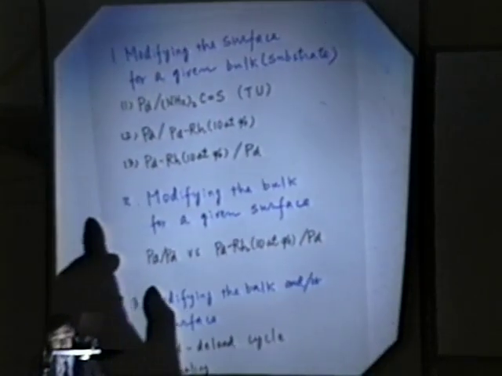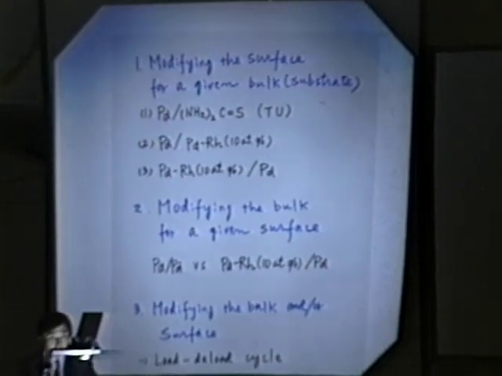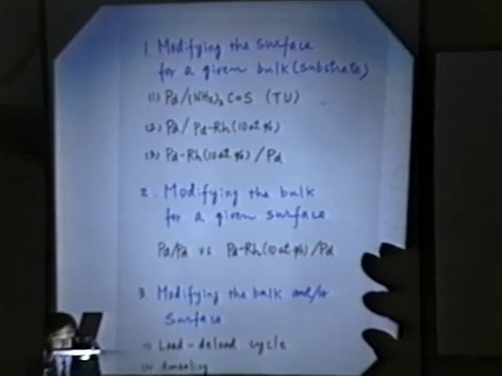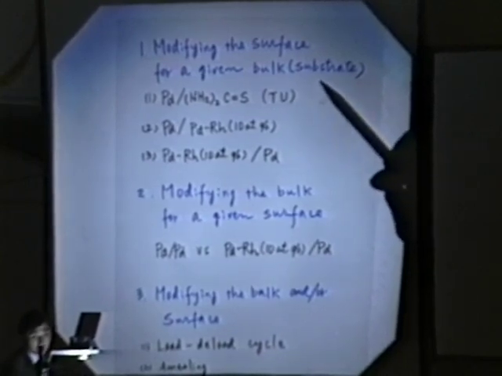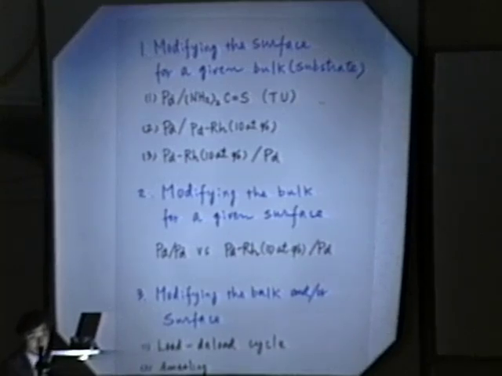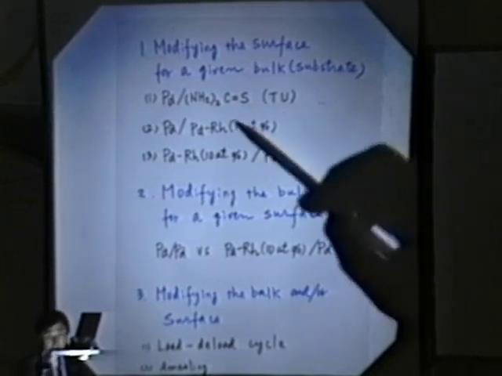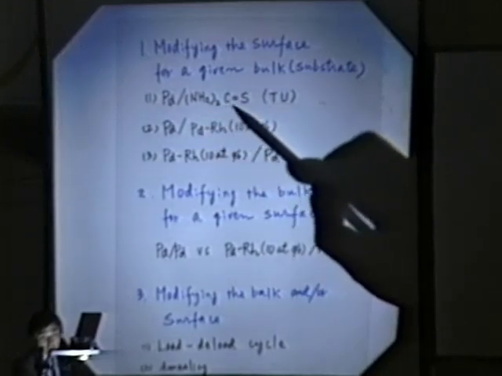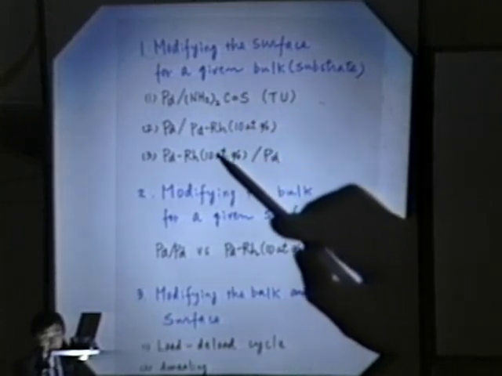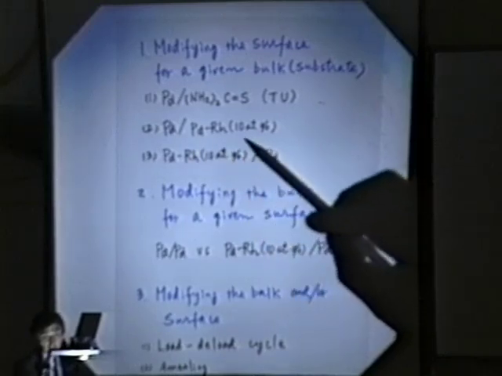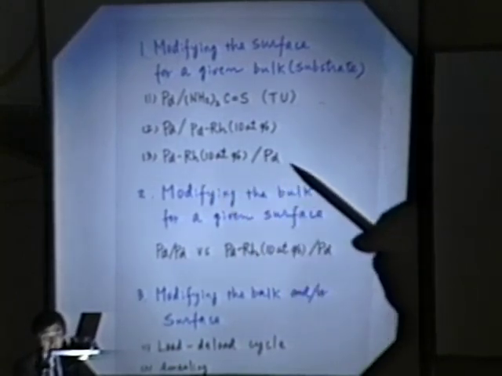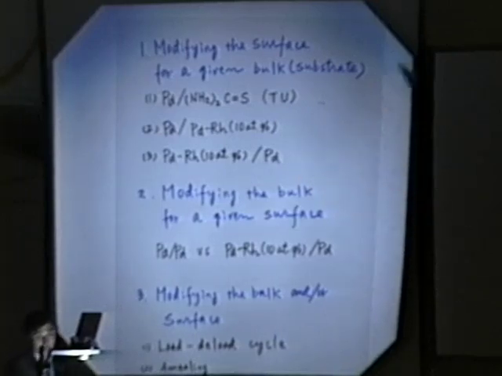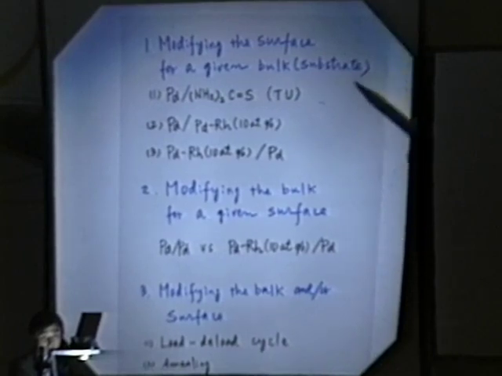So to specify the roles of surface and the bulk, I have rearranged my data in 3 ways. The first set of data is modifying the surface for a given bulk substrate. So in this case, we do something on the surface by keeping the substrate constant. For this category, we have fluoride surface modification on palladium, and also we have modified palladium surface by palladium rhodium alloy film, and also we modified the rhodium alloy by deposited palladium surface. And in this way, probably you can know the importance of the surface on the cathode loading.